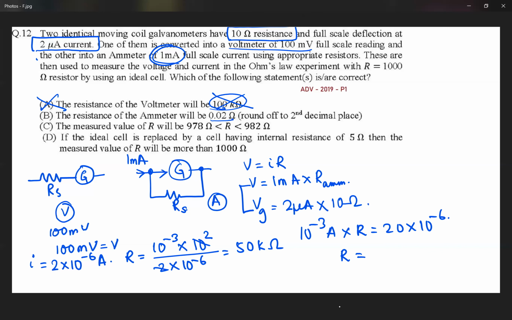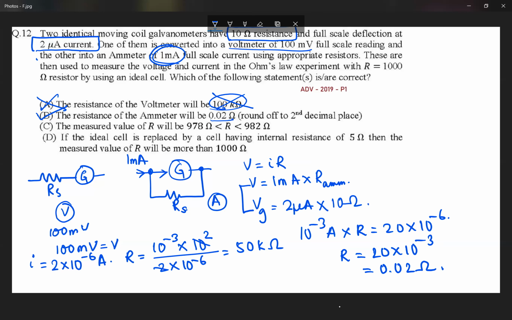So the resistance is equal to 20 into 10 to the power minus 3, which is 0.02 ohms. So the resistance of the ammeter will be 0.02 ohms. Yes. The measured value of R. These are then used to measure the voltage and current in an Ohm's law experiment.